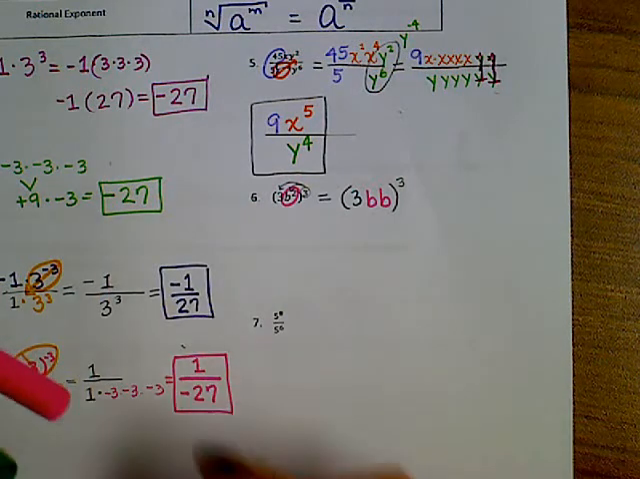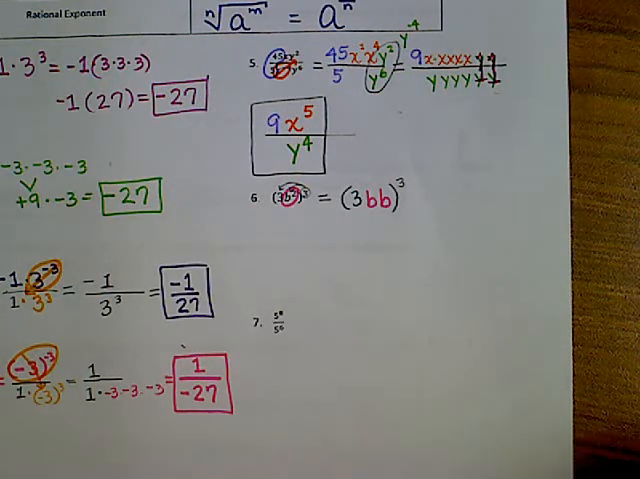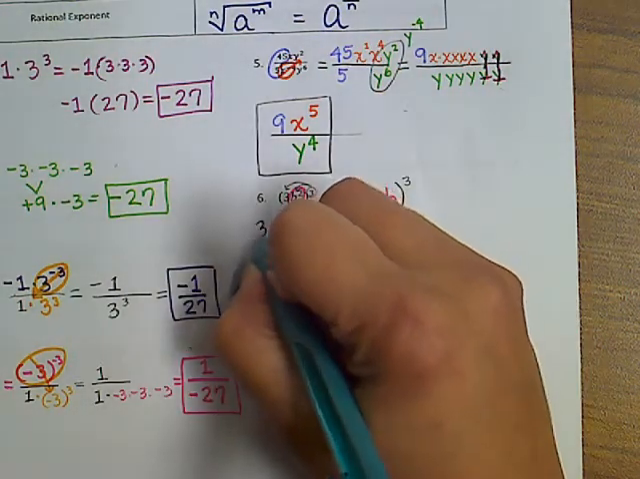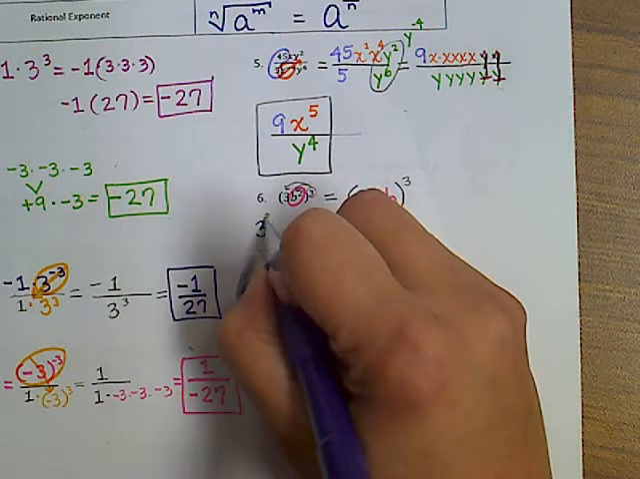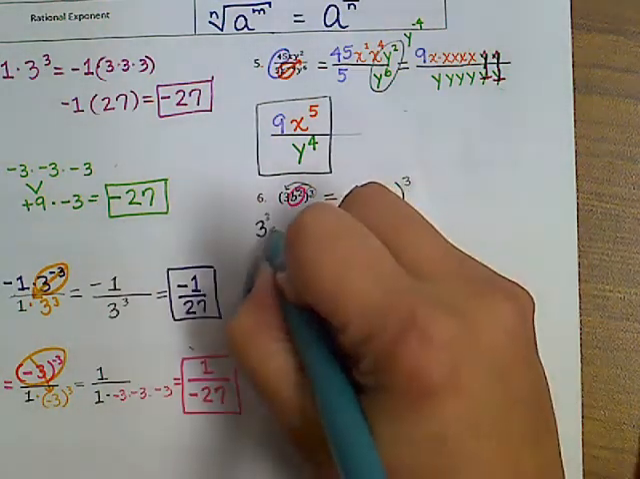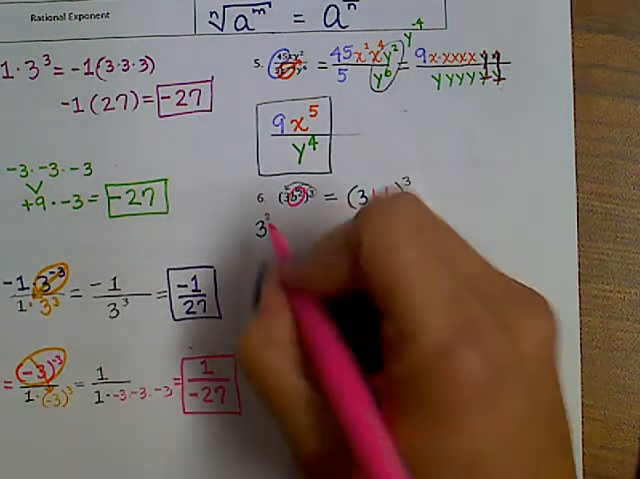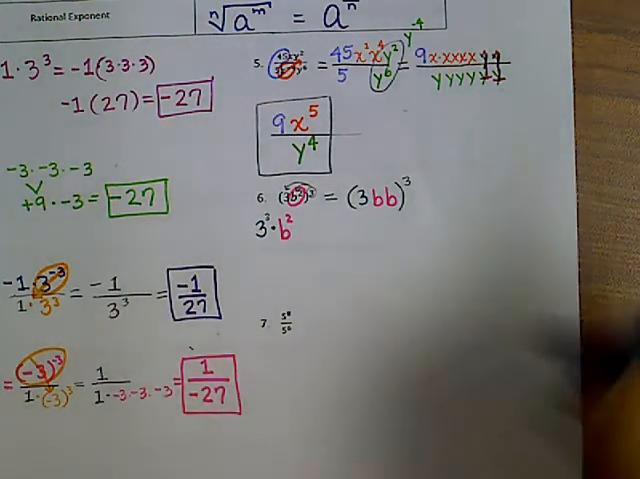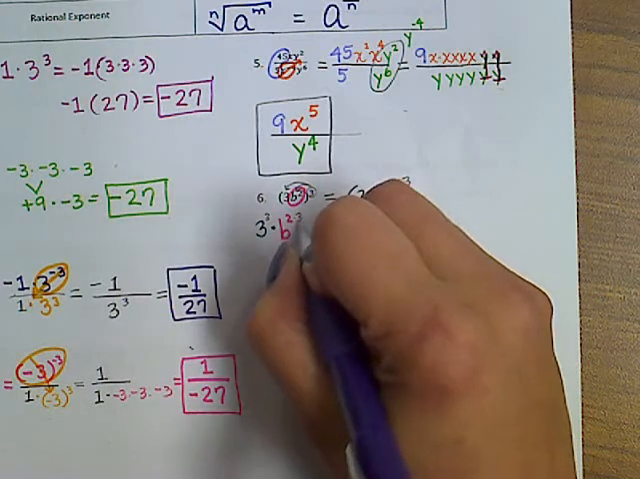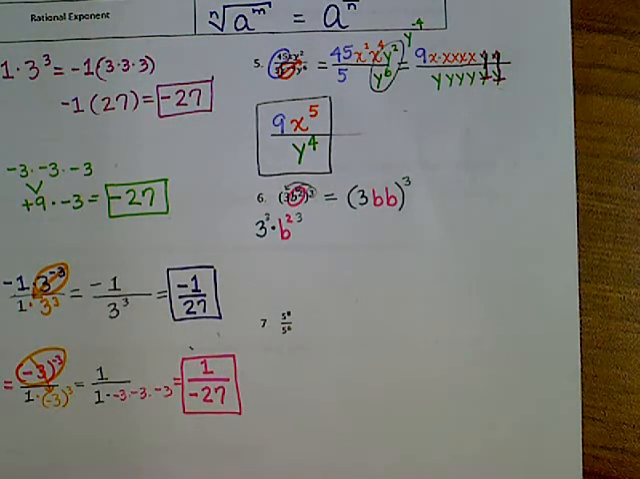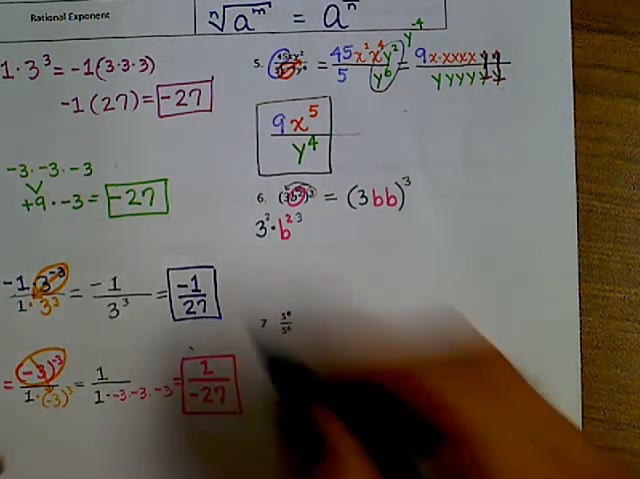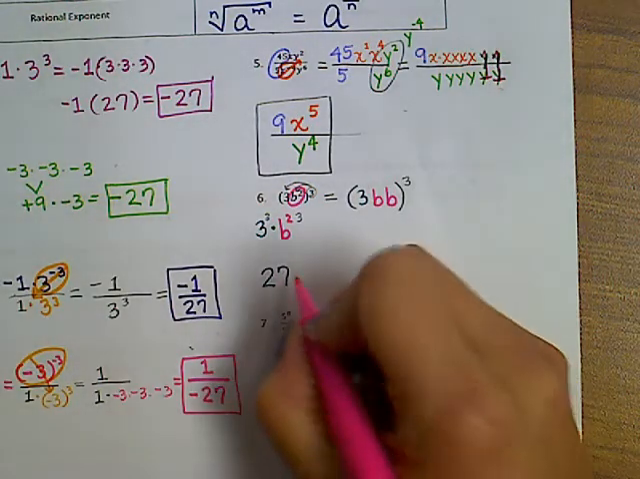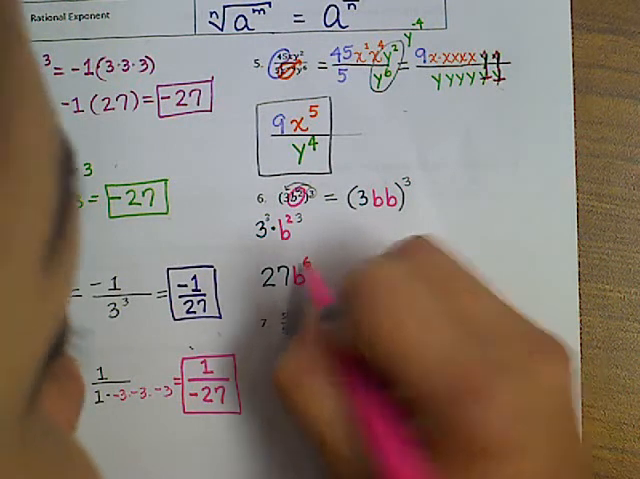So, in other words, that would mean that I would have 3 to the power of 3 times b squared times 3. Now, that should give me 27b to the power of 6.